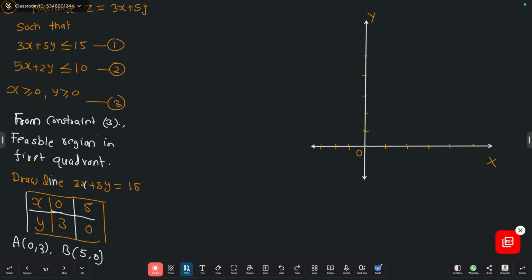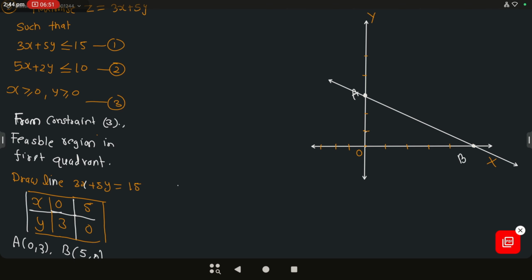Where is point A, 0, 3? x value 0, y value 3. So 1, 2, 3. This is your A point. Where is point B? 5 comma 0, this is your B point. Now join these 2 points, you will get the line.